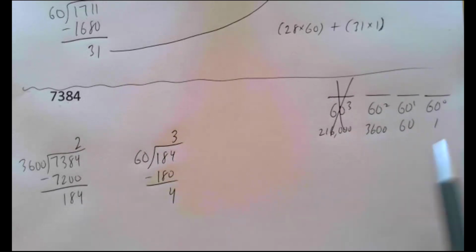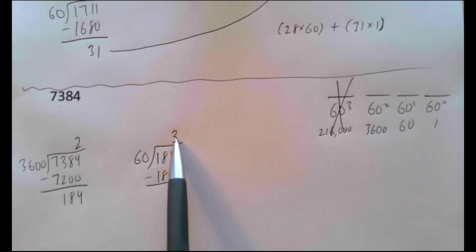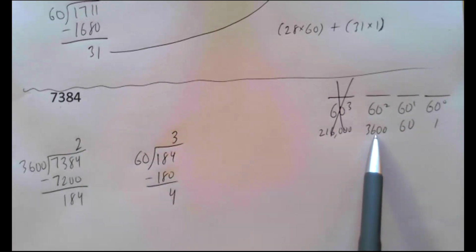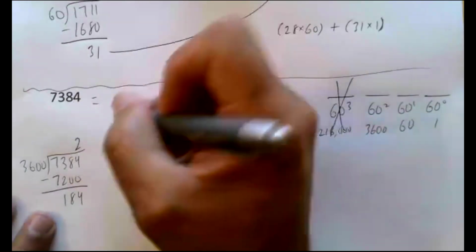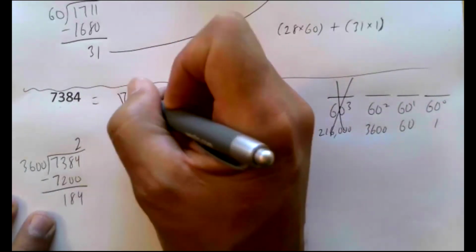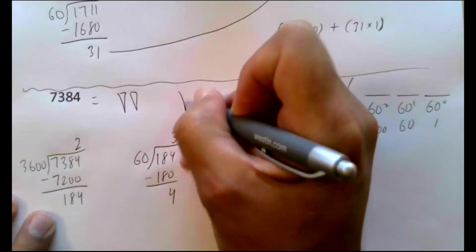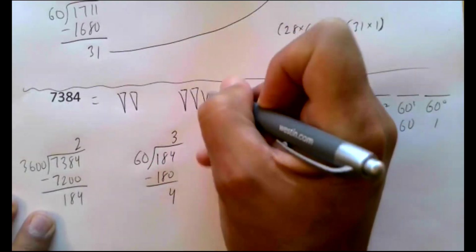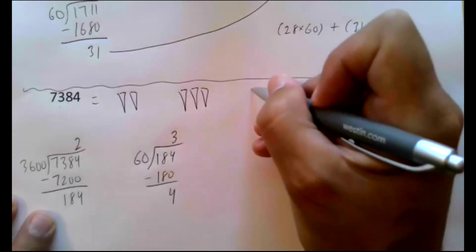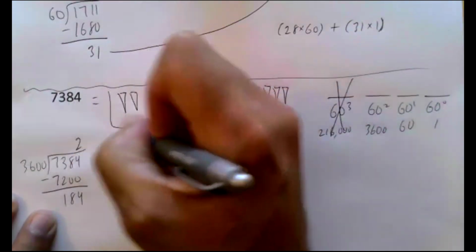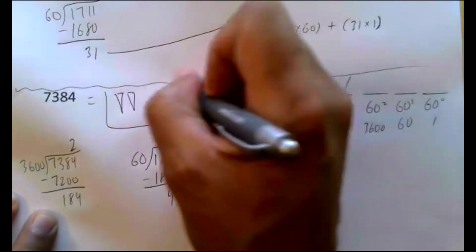Okay, so we're about to put that number in the ones place, that number in the 60s place, and that number in the 3600s place. Watch how this is going to work. We're going to have 2 sets of 3600, big space, 3 sets of 60, another big space, 4 sets of 1. That is going to be my answer.